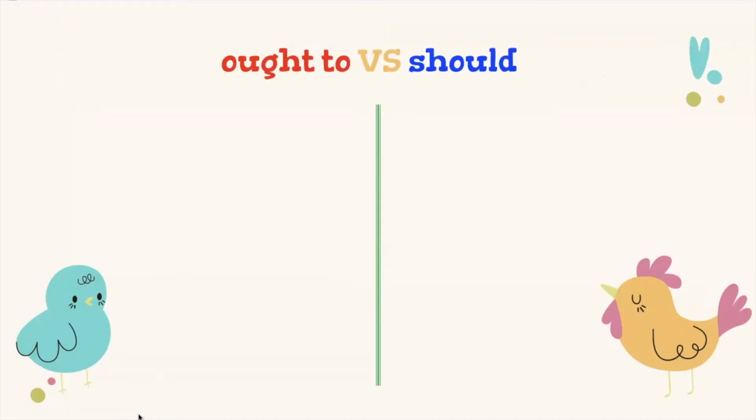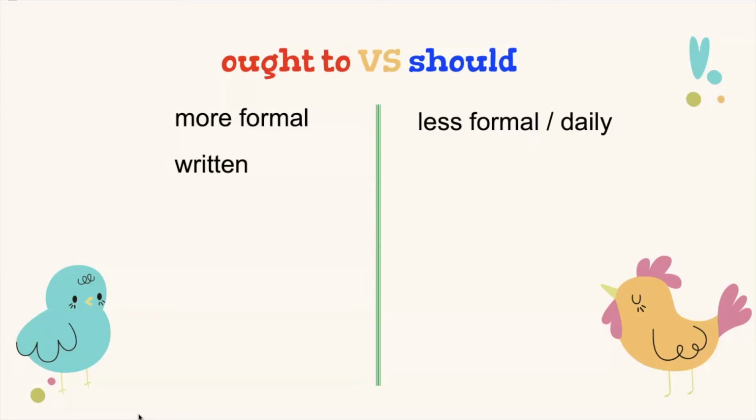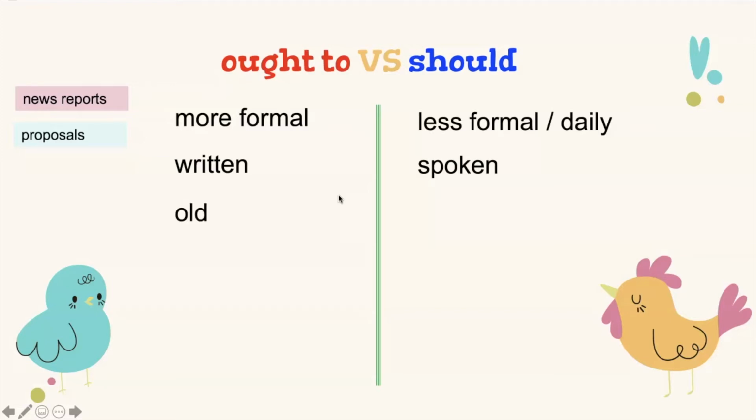However, there are a couple of differences. Ought to is more formal, while should is less formal or is for daily use. And ought to is more for written English, while should is more commonly used in spoken English. That's why we always use ought to in the news reports and proposals. Ought to is more old-fashioned, while should is more modern.